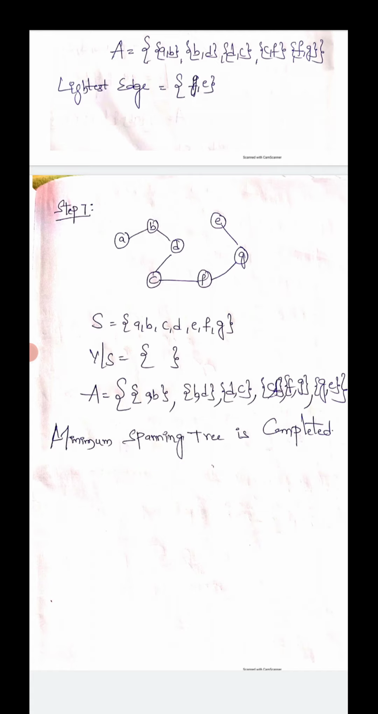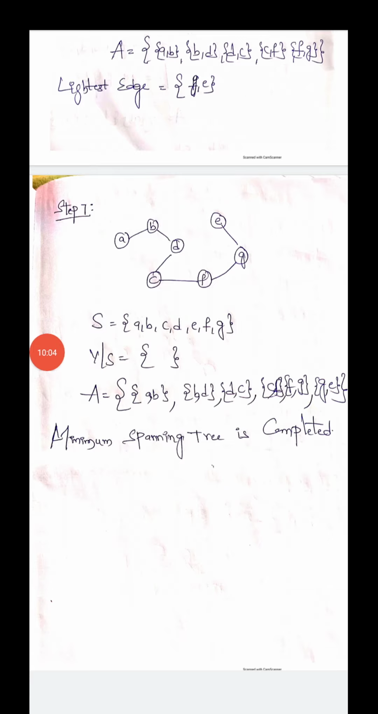What is a minimum spanning tree? A minimum spanning tree is a spanning tree. A spanning tree is a subset of graph G. Graph G consists of vertices and edges, and all vertices are covered with minimum possible weights. A minimum spanning tree does not have a cycle, in the sense it doesn't have any closed loop or closed circuit. If a closed circuit is formed, we have to discard that closed loop. Okay, the minimum spanning tree is completed.